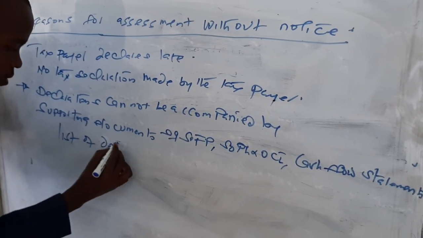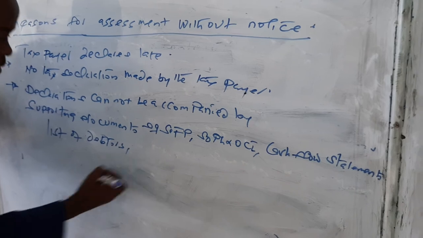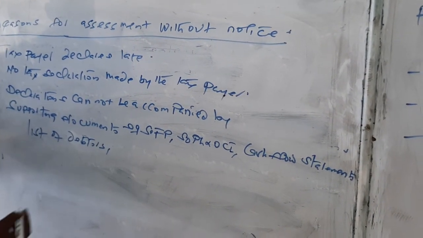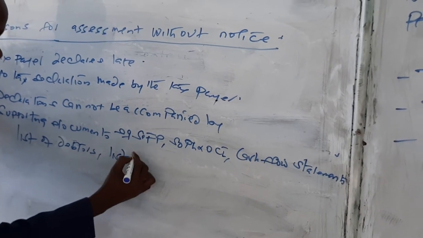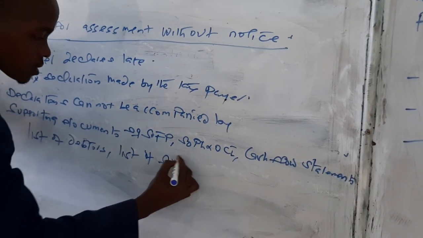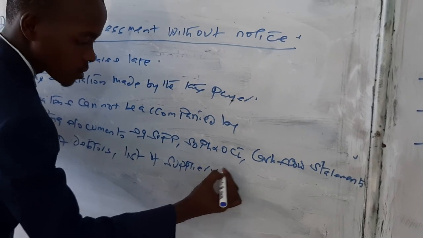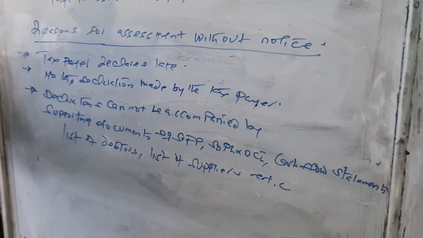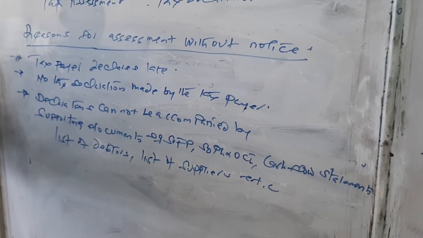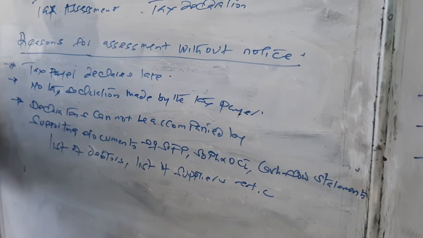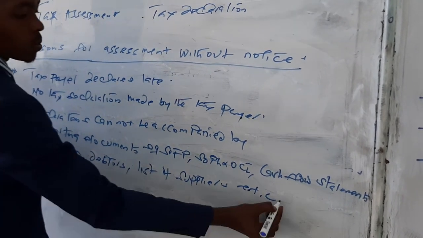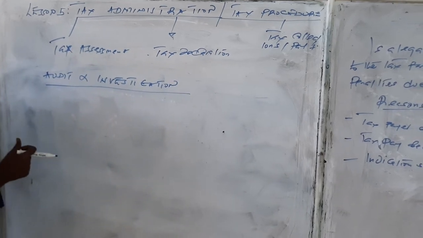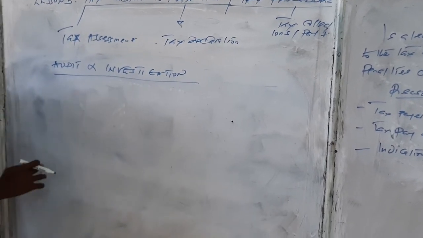List of debtors. If it happens that what you have submitted is missing the list of suppliers, so it is C. So these can make the RRA or the tax administrators assess without a notice to a taxpayer. This takes us to another item called audit and investigations.